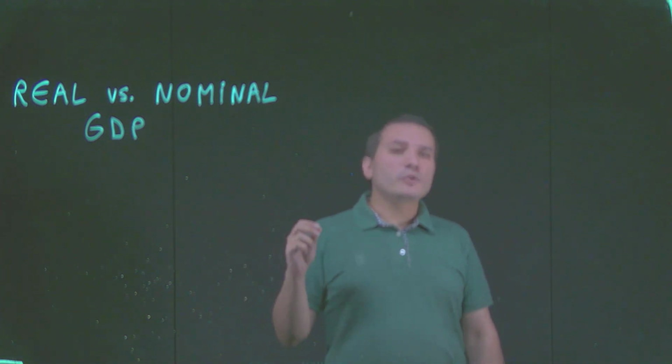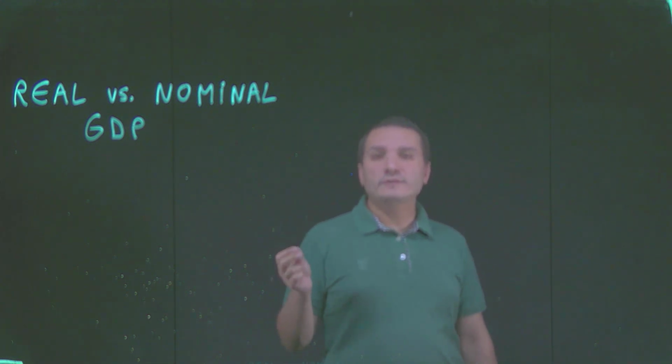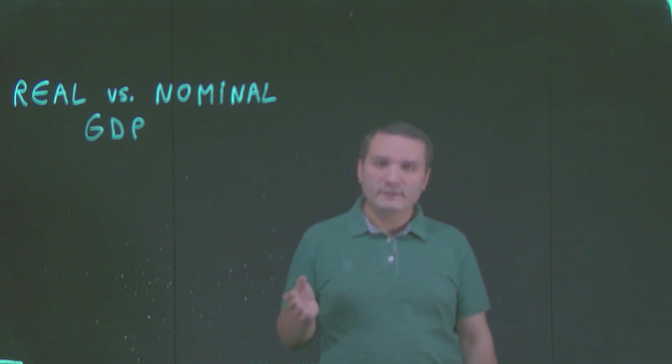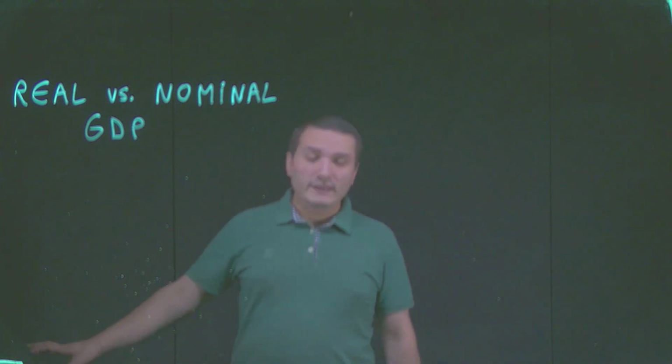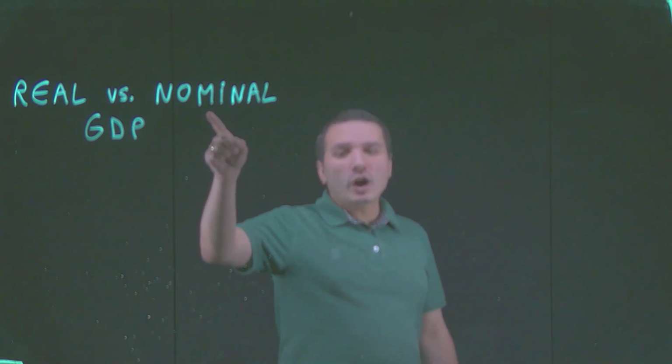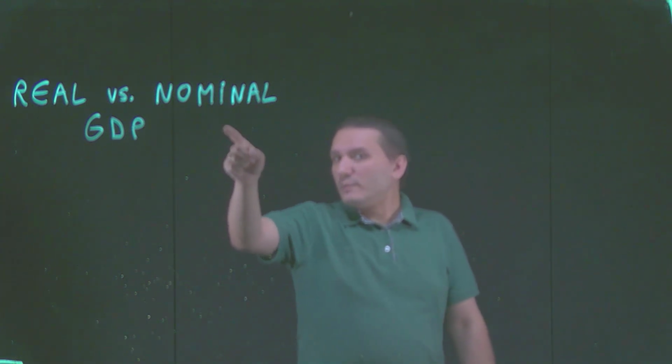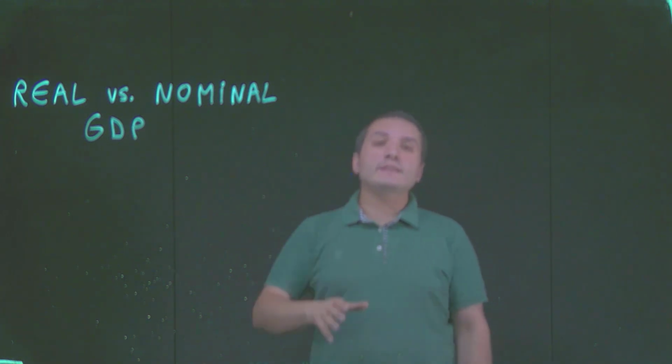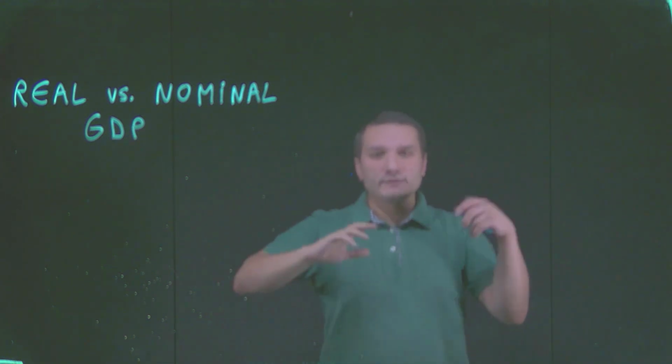So the sum of all prices of final goods and services in the economy in a given year, taken at face value, taken as they are, that is called nominal GDP. That's what nominal means in this context. We just take the prices as they are at face value, we add them up, that's nominal GDP.